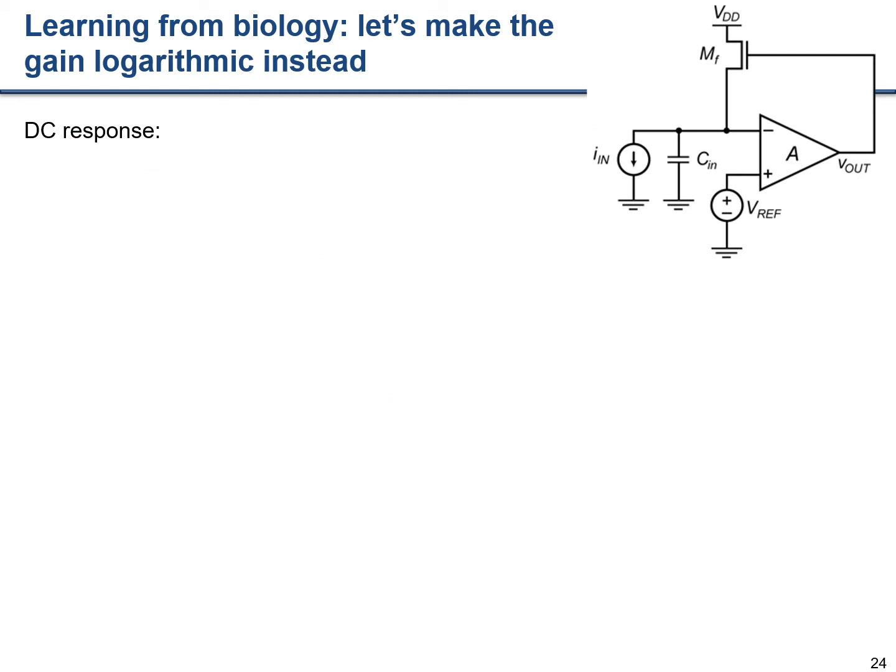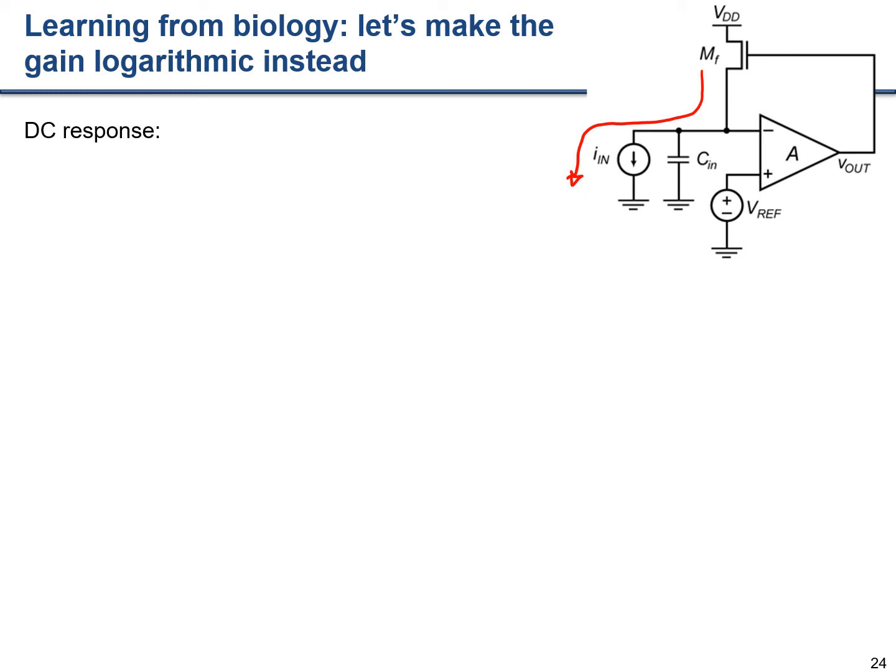So now I want to modify things a little bit. I'm going to take the output of this amplifier, and instead of passing it through a resistor, I'm going to pass it through a sub-threshold MOSFET. And the reason I want to do this is I'm trying to learn from biology. I want to make the gain logarithmic instead of linear, so that we get a contrast instead of a nominally linear relationship. So the only place that current can flow through this circuit, at least at DC, is this way.